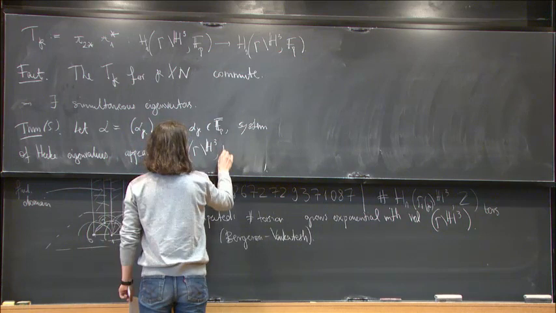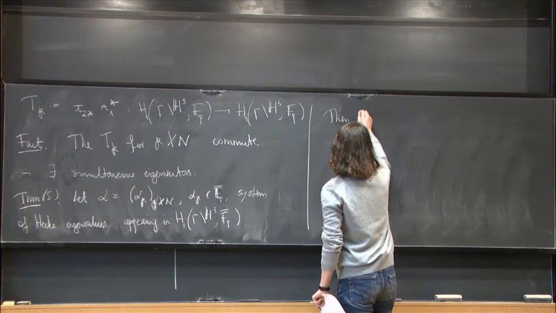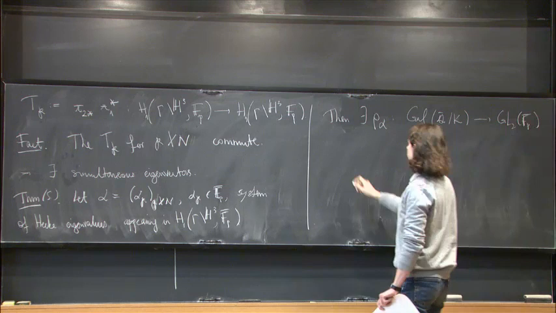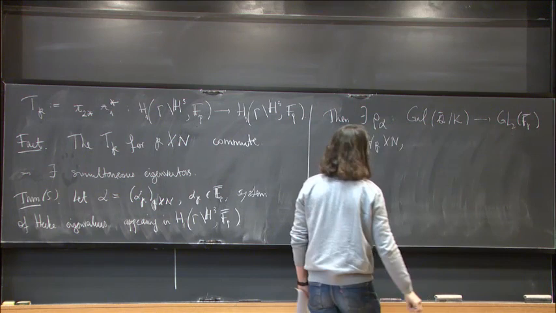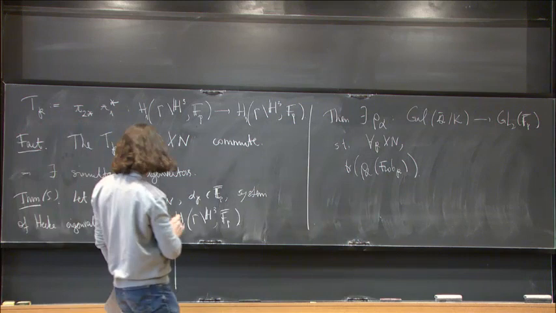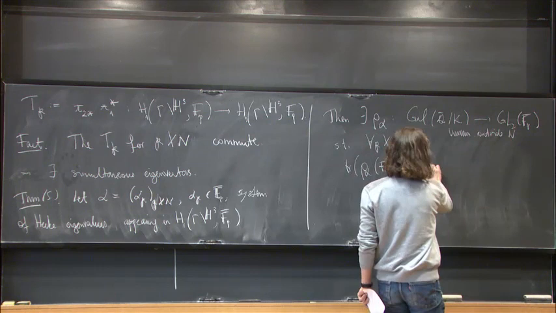So yeah, I go to an algebraic closure to see all of them. Then there exists a representation rho alpha, which goes from the absolute Galois group of K to GL2 of F_p bar, which has the following property: if you take the trace of a Frobenius element corresponding to this P, so I should say it's unramified outside N, it is given by the Hecke eigenvalue.